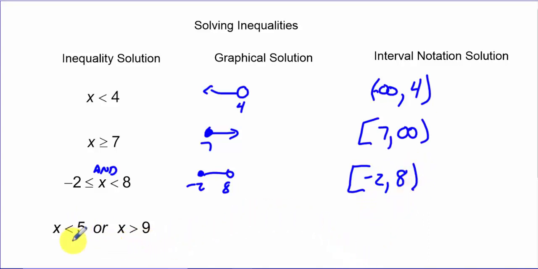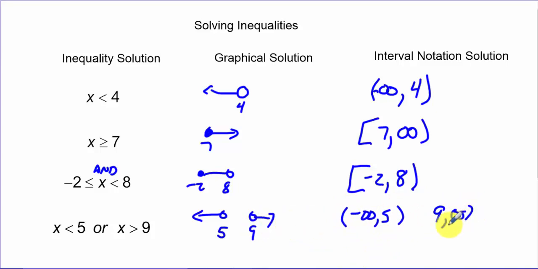Finally, this is called a compound expression as well. But this is an or statement. So if we start at 5, but it's not included, going to the left, and then 9 not included going to the right, that's what the solution would look like in a graphical sense. In interval notation, our least number on this left side is negative infinity, and it goes all the way up to 5, neither of which is included, so we parentheses. Then we go from 9 to infinity, neither of which is included.